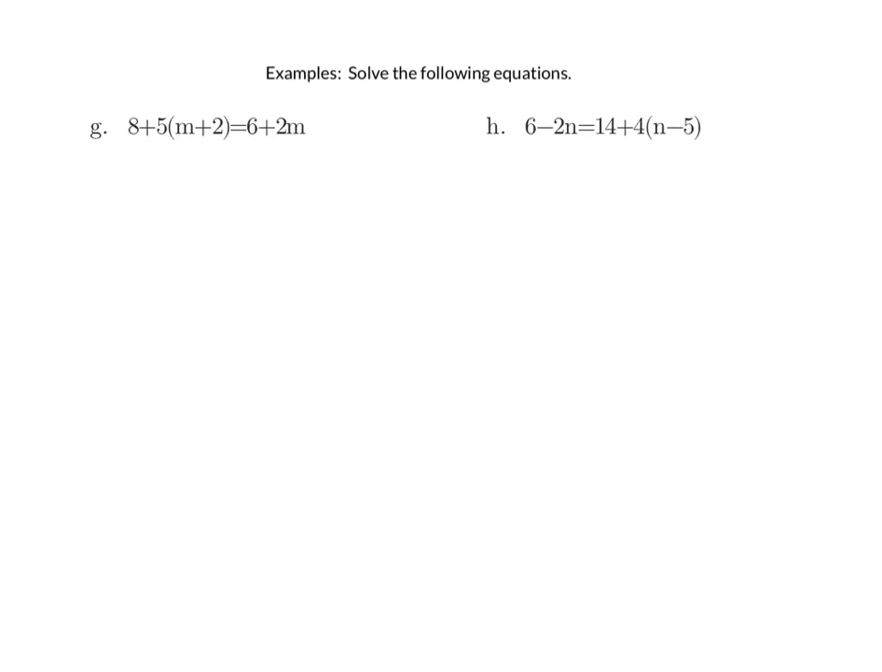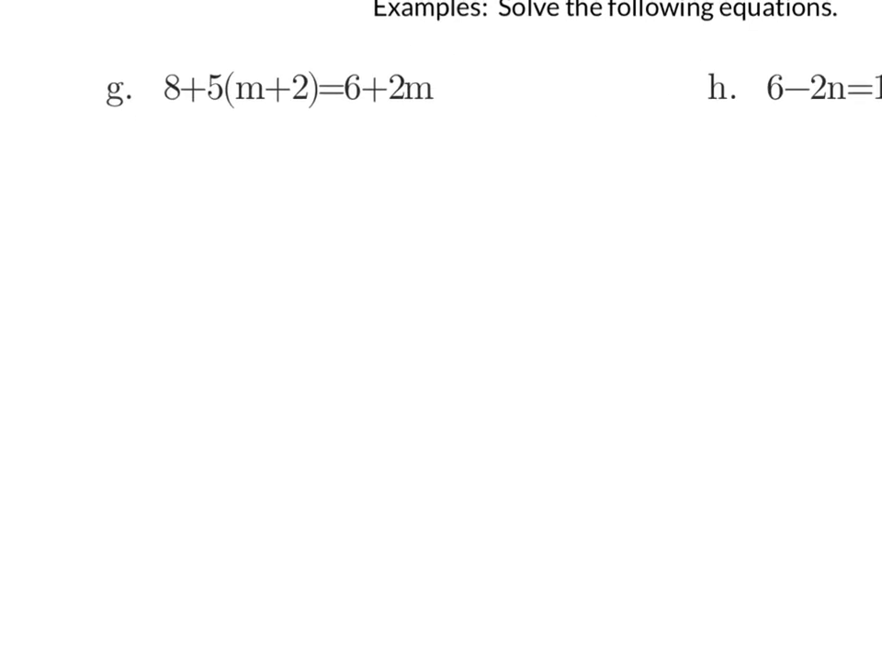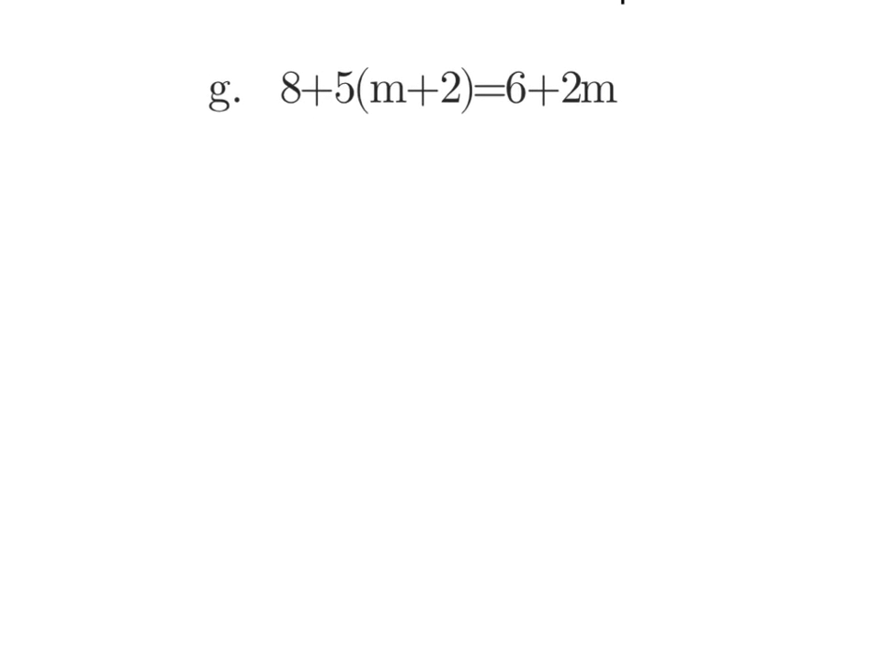Finally, our last set, let's bring in step 2 as well. So this one is going to involve all of our solving steps. We'll start with example G. Example G, we have 8 plus 5 times m plus 2 equals 6 plus 2m. So first thing we're going to do is distribute to clear the parentheses.